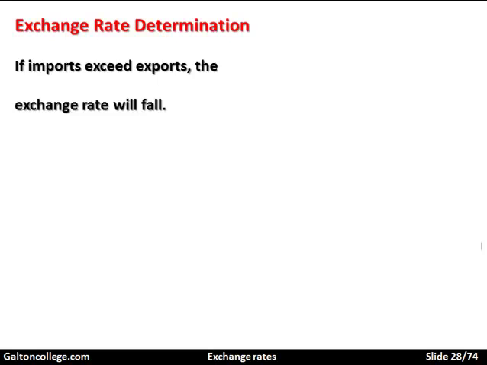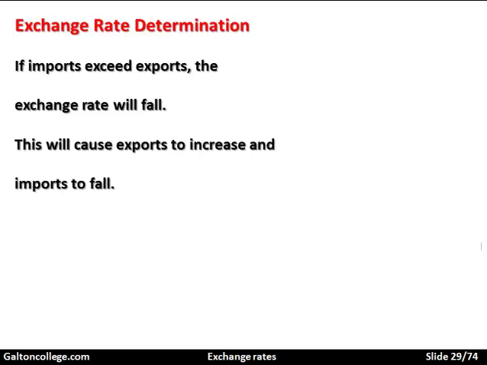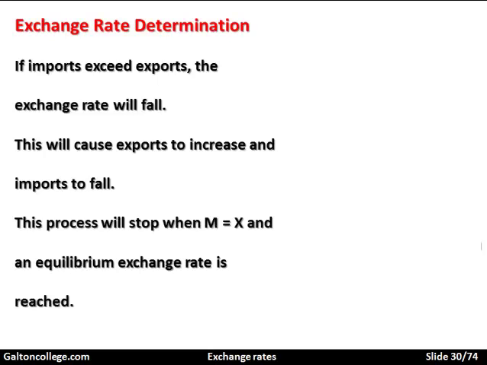If imports exceed exports, the exchange rate will fall. This will cause exports to increase and imports to fall. So a fall in the exchange rate means that imports become more expensive, so there will be fewer imports. A fall in the exchange rate means that exports become cheaper, so there will be more exports. The process will only stop when imports equals exports and an equilibrium exchange rate is reached.